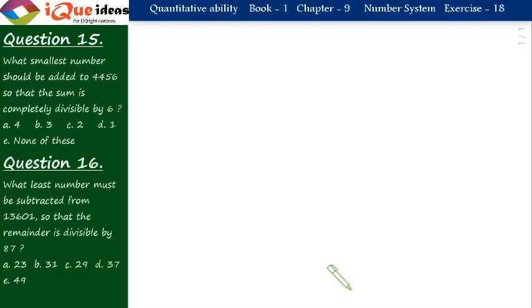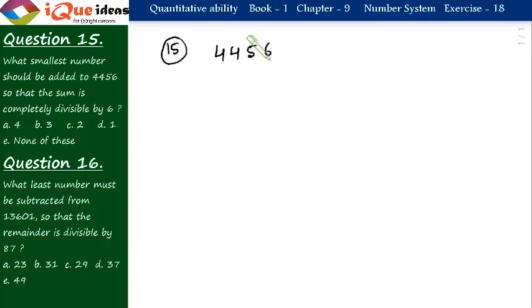Now question number 15. It says what smallest number must be added to 4456 so that the sum is completely divisible by 6. Now see, for a number to be divisible by 6, it has to be divisible by both 2 and 3. Now to be divisible by 2, it should be even number. Here the last digit is 6, so it is an even number, so it is divisible by 2. And should be divisible by 3 also. So for 3, add the digits. So 4 plus 4 is 8, 8 plus 5 is 13, 13 plus 6 is 19. 19 is not divisible by 3.